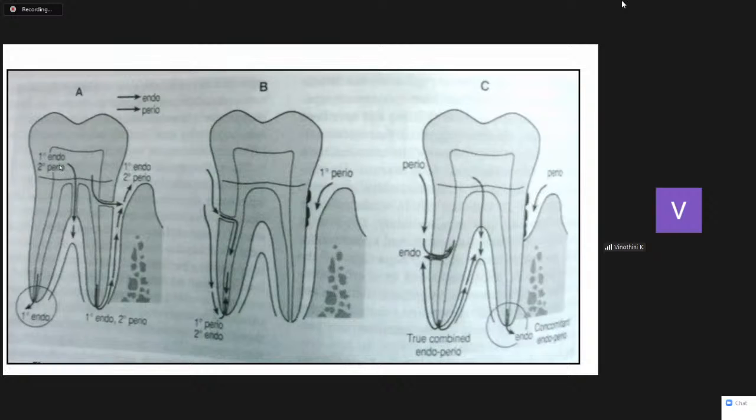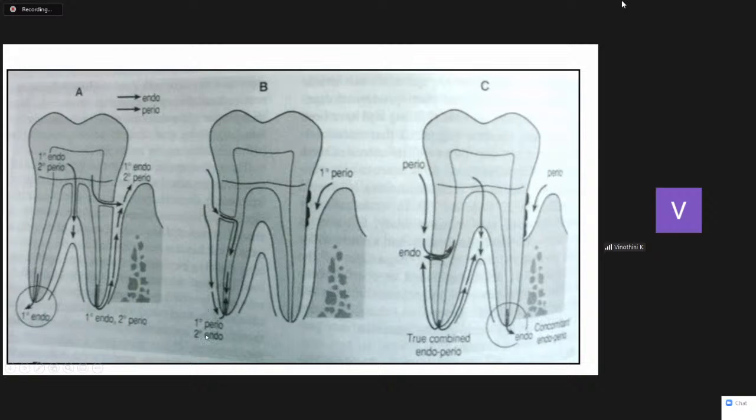Here, in primary endo, secondary perio, you're going to have your endodontic infection first. This is going to lead to perio infection. It's going to enter the sulcus via your lateral canals, apical foramen, etc. And this will again lead to perio. This is going to attract the plaque and calculus, and this is going to cause your secondary periodontal infection.